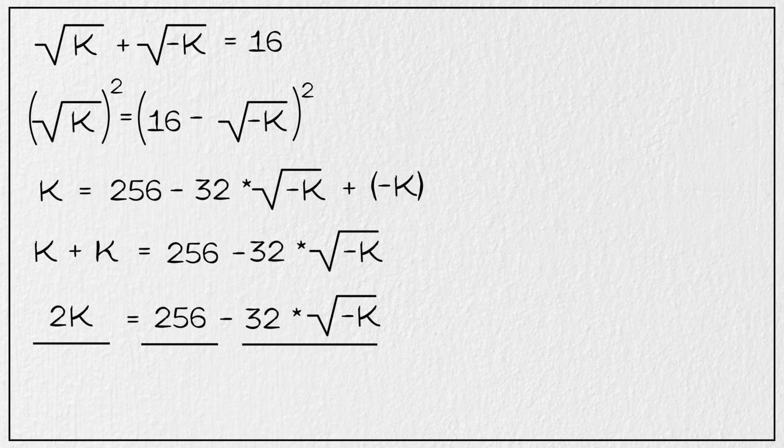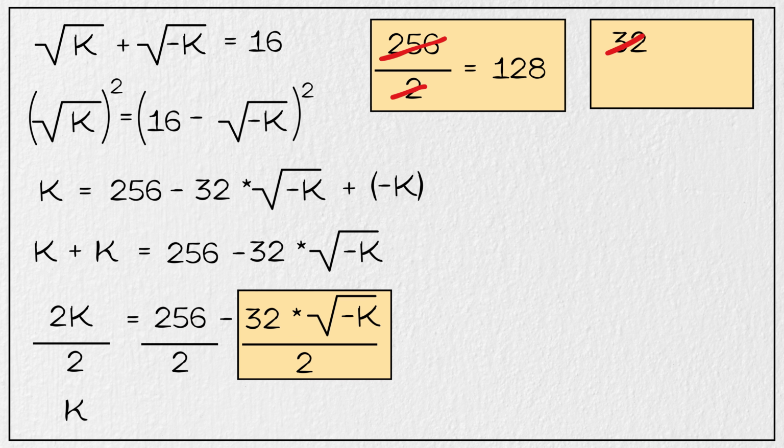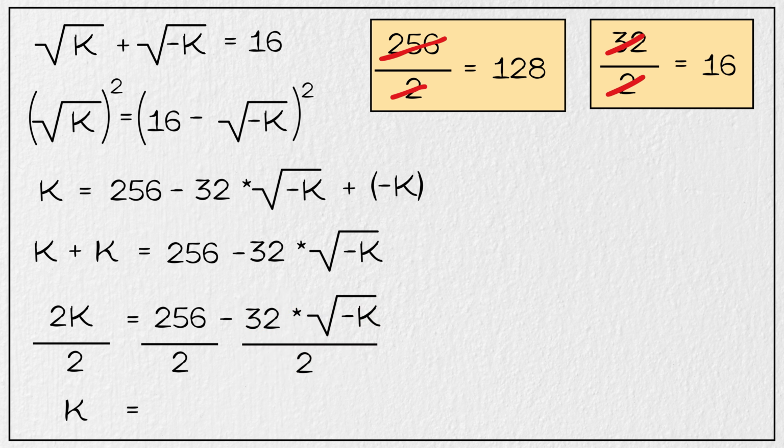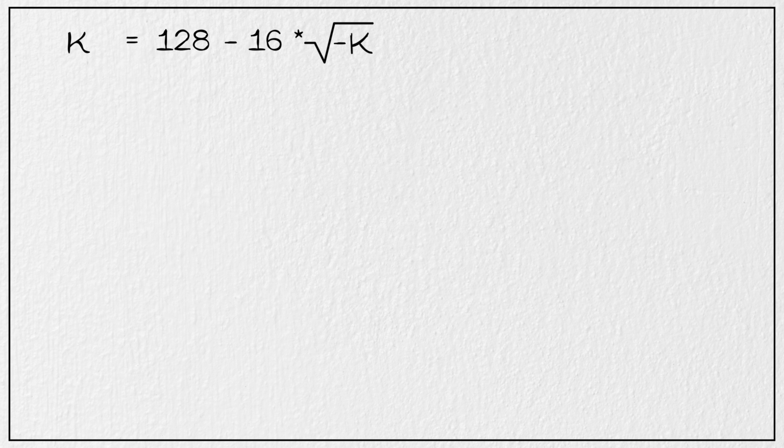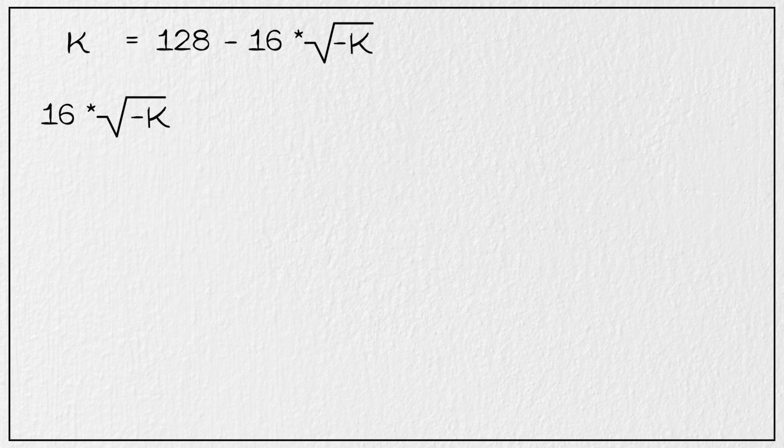Now dividing both sides of the equation by 2, on the left-hand side, 2k divided by 2 gives us k, and on the right-hand side, 256 divided by 2 is 128, and 32 divided by 2 becomes 16. So we now have k equals 128 minus 16 times the square root of negative k. Let's now bring this 16 times the square root of negative k to the left-hand side, and the k to the right-hand side. So we get 16 times the square root of negative k equals 128 minus k.